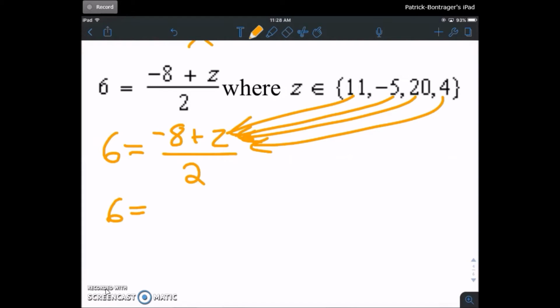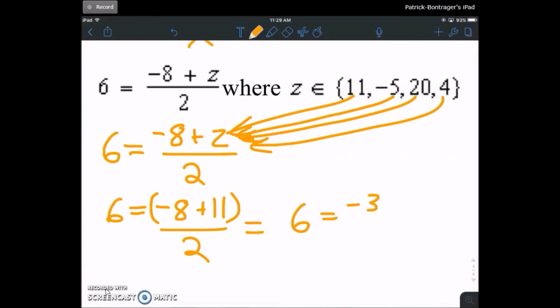Let's start with 11. So negative 8 plus 11, divided by 2. Again, when we have the big division bars, we have automatic grouping symbols. Negative 8 plus 11 is negative 3. Negative 3 divided by 2 is not 6. So it is not 11.